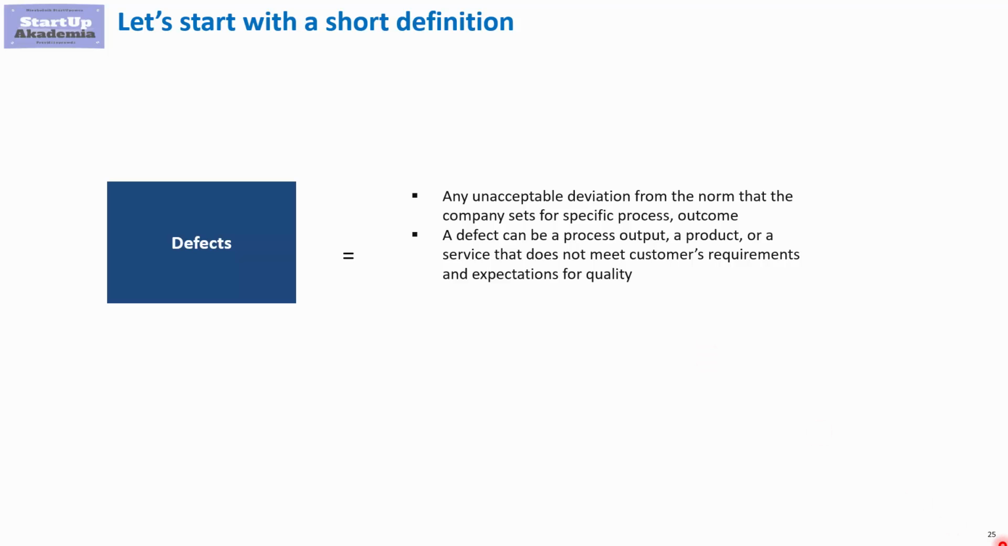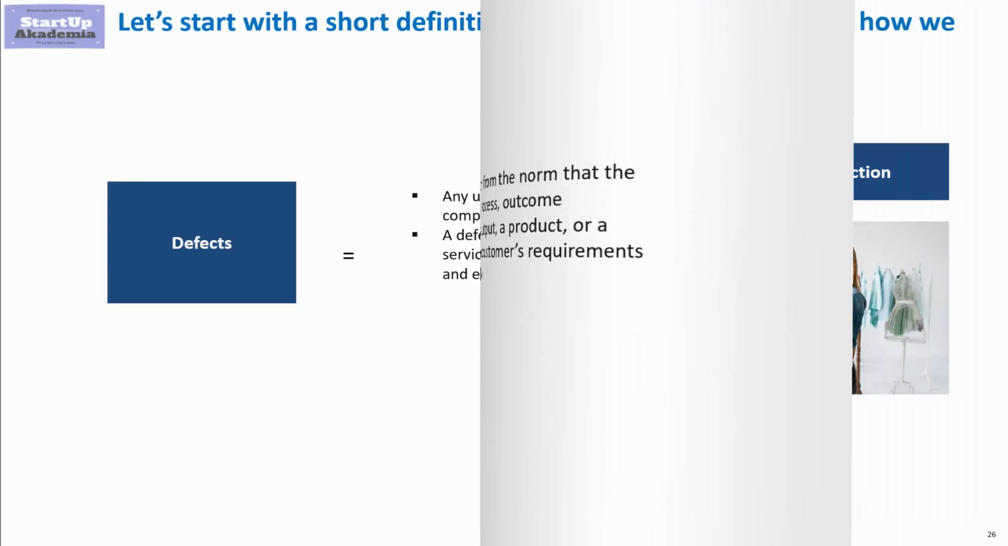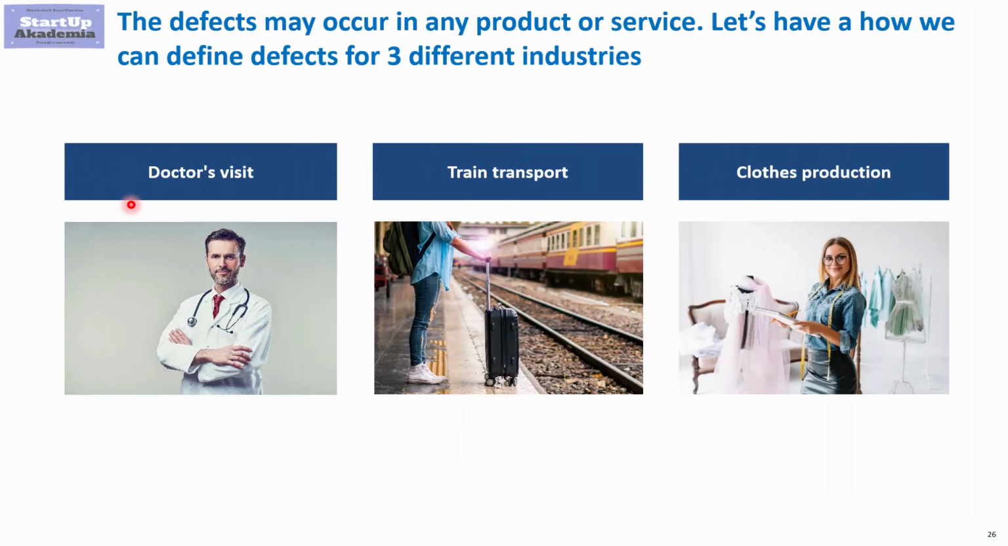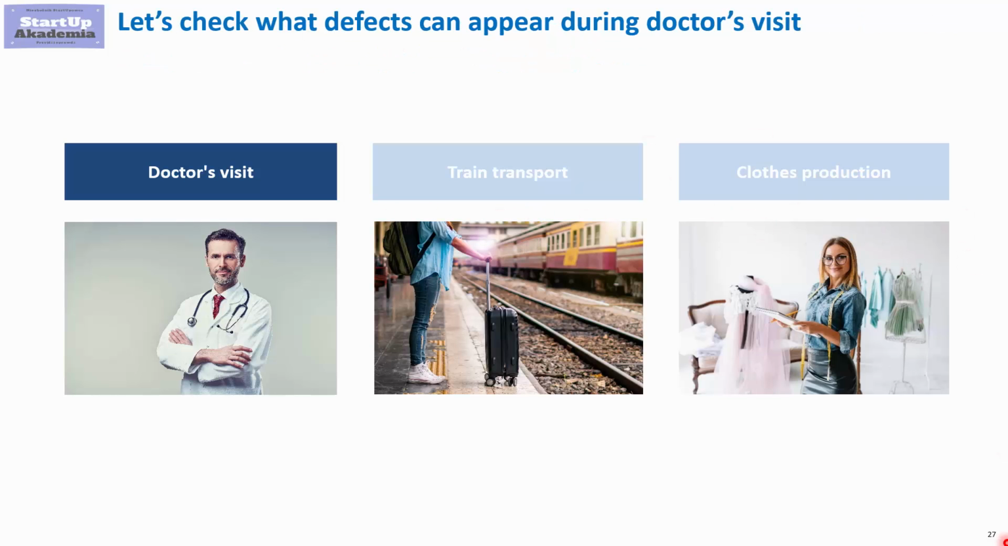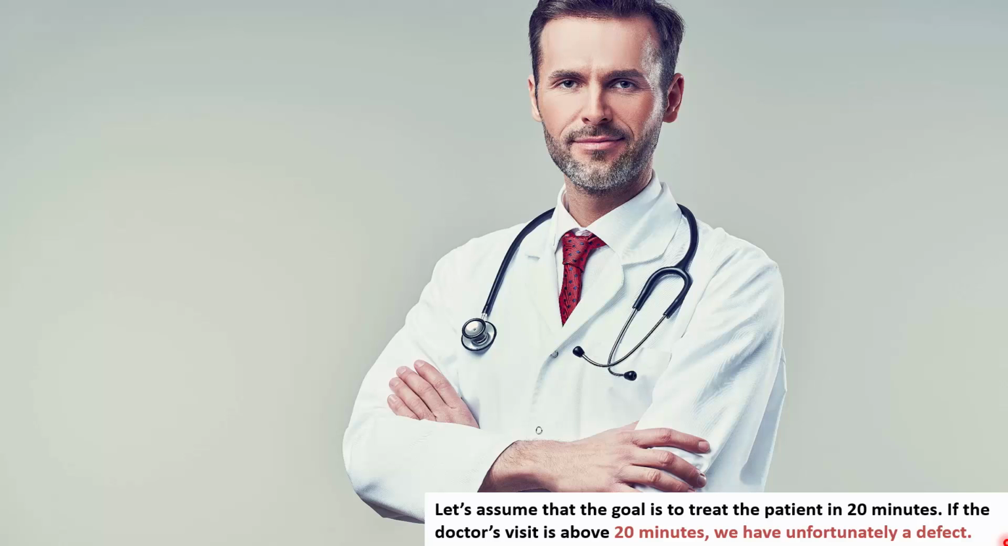And to show you how this can be done in practice, we're gonna look at 3 examples. We'll try to define defects for doctor visits, train transport, and production of clothes. Now, in the case of the doctor visit, we assume, as it was in the previous example, that the threshold is 20 minutes. So if the doctor visit is above 20 minutes, we have unfortunately a defect. In other words, unhappy customer.